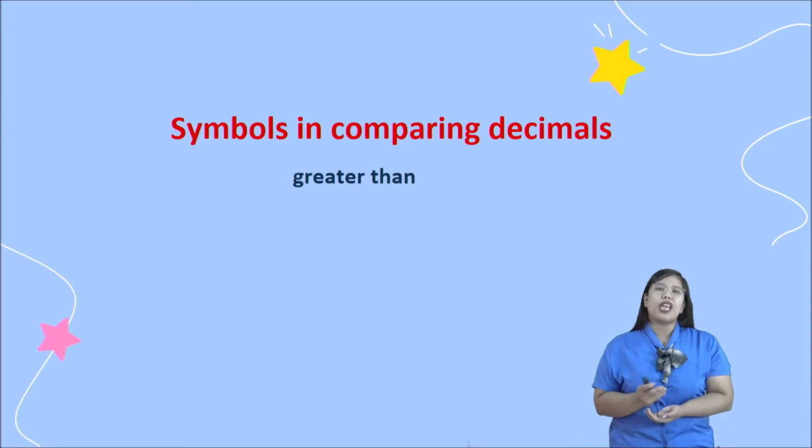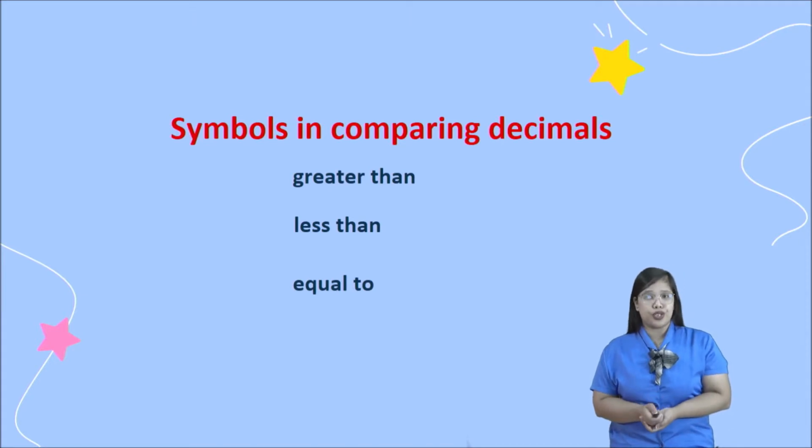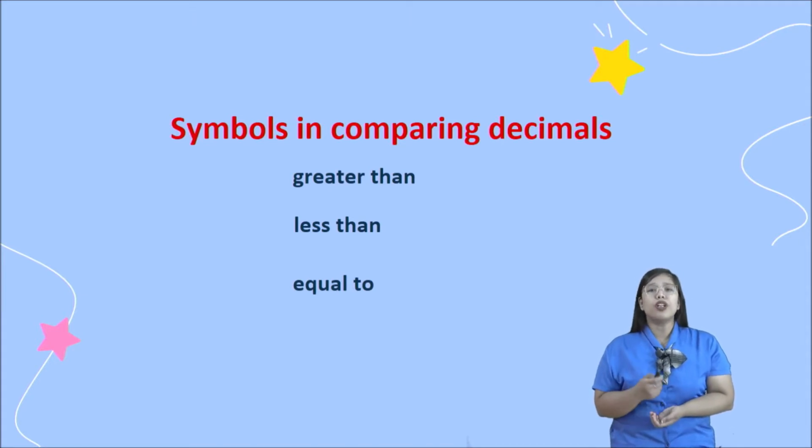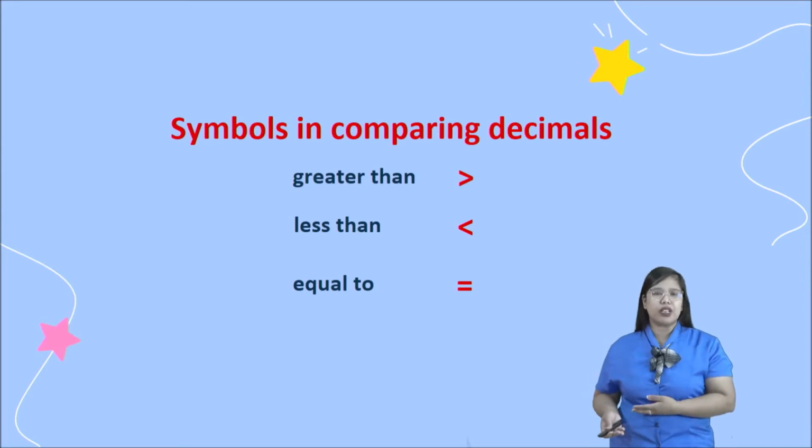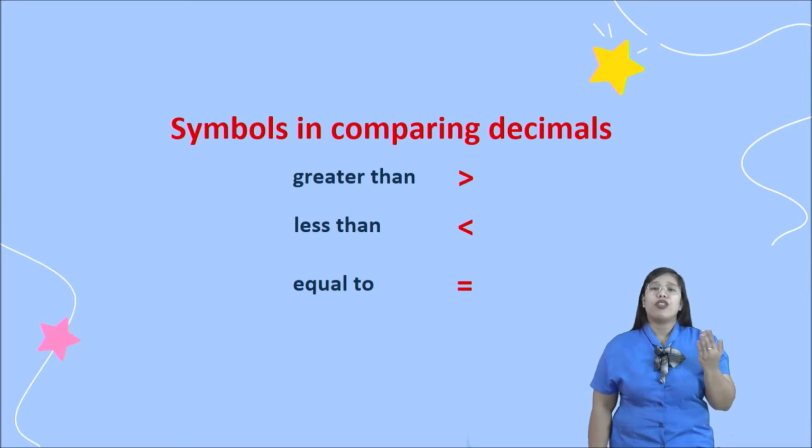We have greater than, we have less than, and we have equal to. So always remember, kids, that in comparing decimals, we use these symbols: the greater than, the less than, and equal to.